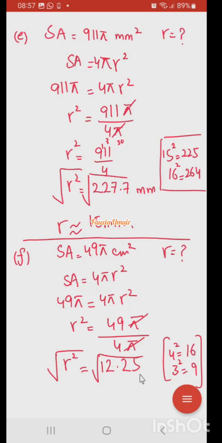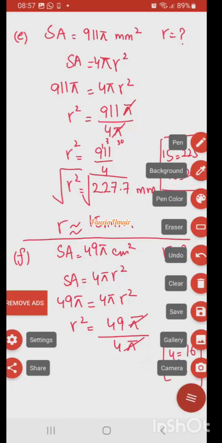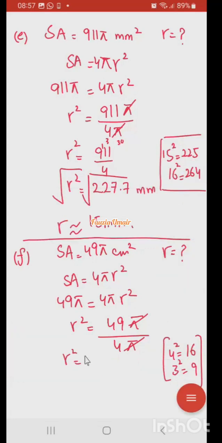No. I should have done this here. Because these are both square numbers, instead of dividing before, I should take the square root here. R square is 49 by 4. So I can see they are both square numbers, so I can take the square root here so that I'm not losing the data. So R would be 7 by 2.